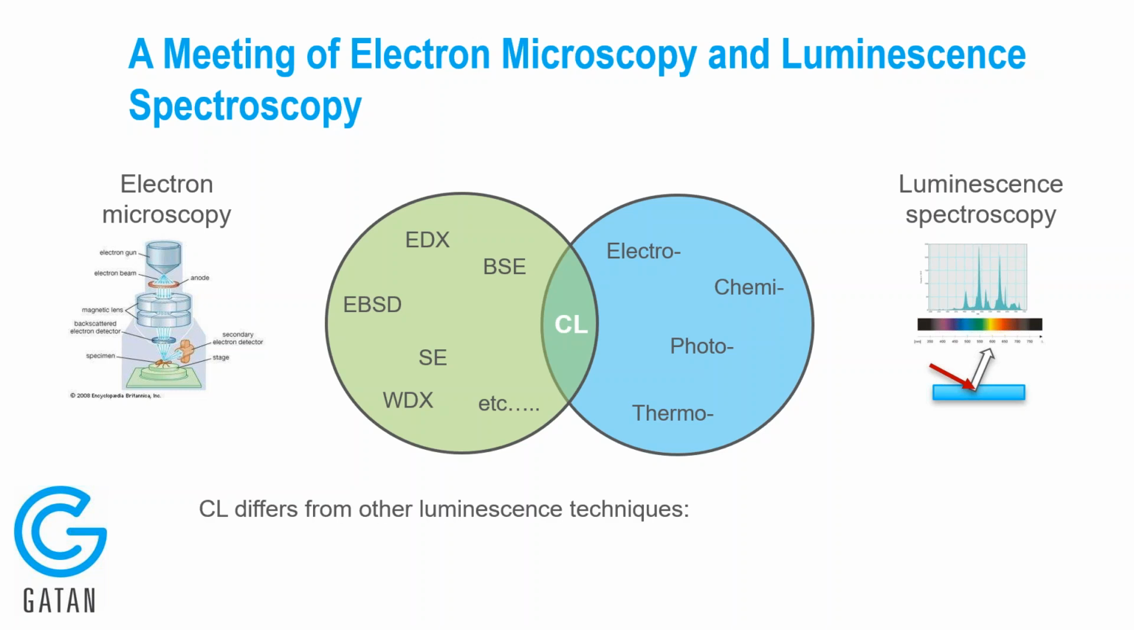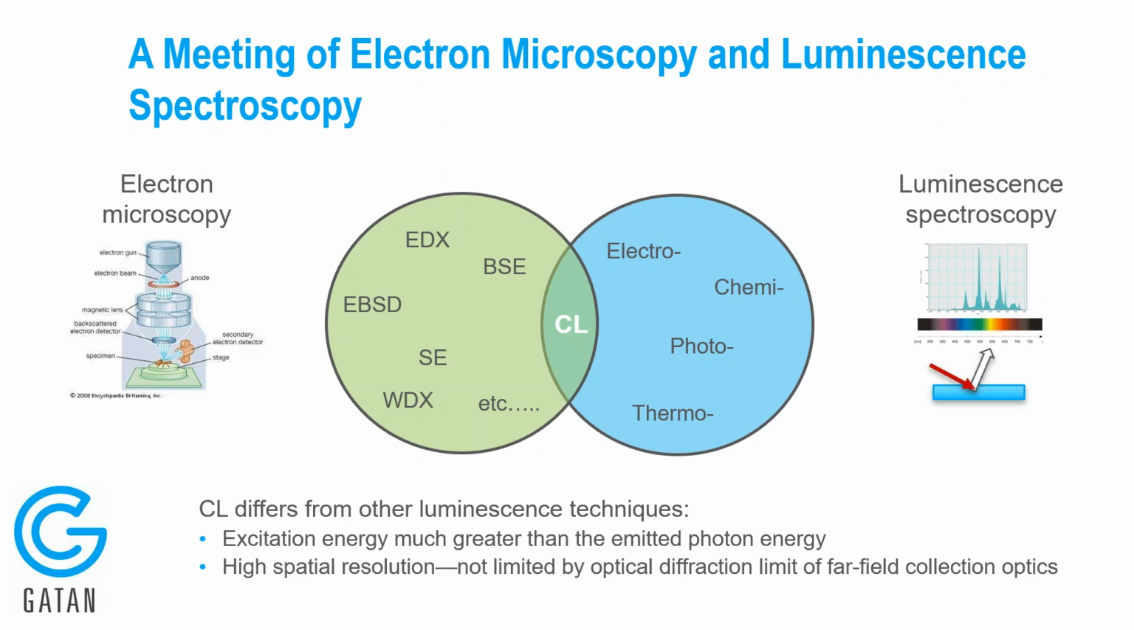Where CL differs from these techniques, though, is in two really important ways, and really important because it gives you interesting information that you can't get. First of all, the excitation of the electron beam is much greater than the energy of the emitted photon. And this allows us to analyze a very wide range of materials, including insulators like rocks, minerals, gems, ceramics, and other oxides. So we have a much more flexible system in terms of the material systems that we're able to analyze.